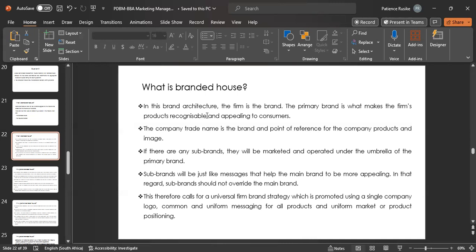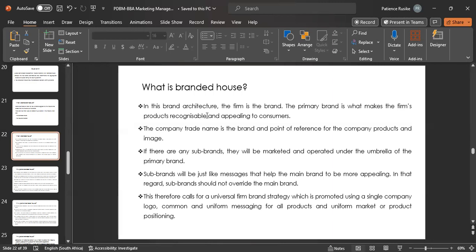It is when a company sells different products but under one brand name. So basically, the name of the company is usually the brand. So it is the primary brand that makes the firm's products recognizable and appealing to consumers. So if you hear of Apple, even if it's a computer, even if it's a watch, it doesn't have any other name other than Apple.